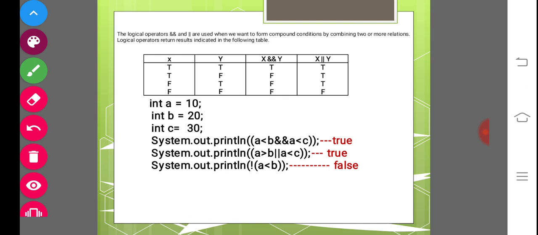The third is System.out.println. I'm using the NOT operator. Is a less than b? Now 10 is less than 20. This condition is true. But as I'm using the NOT operator, and the NOT operator reverts the outcome of an expression. What is the outcome of a less than b? True. But as I'm using the NOT operator, the answer is false.